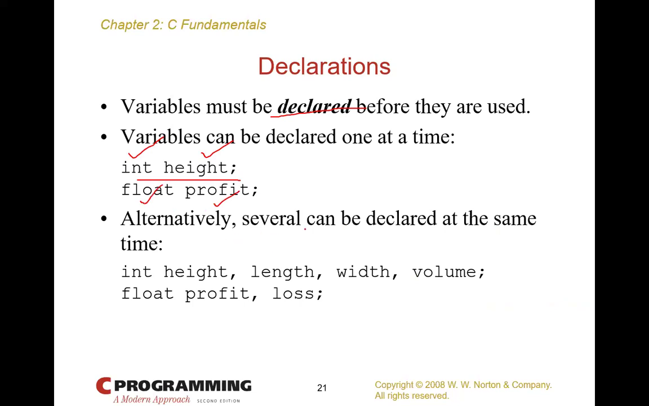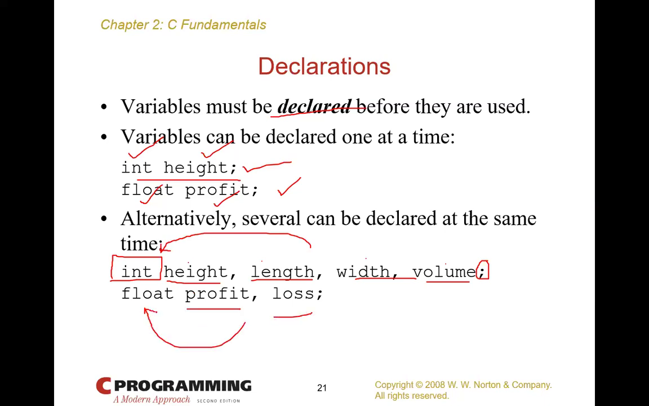Alternatively, several can be declared at the same time. So here we are defining one variable and then another variable on separate lines, but we can actually define variables of the same type, observe, of the same type, on the same line. So by executing this, we create 4 variables: volume, width, length, and height. All of them can take integers. On the other hand, we can do the same for floats. All of them can take floating point values.